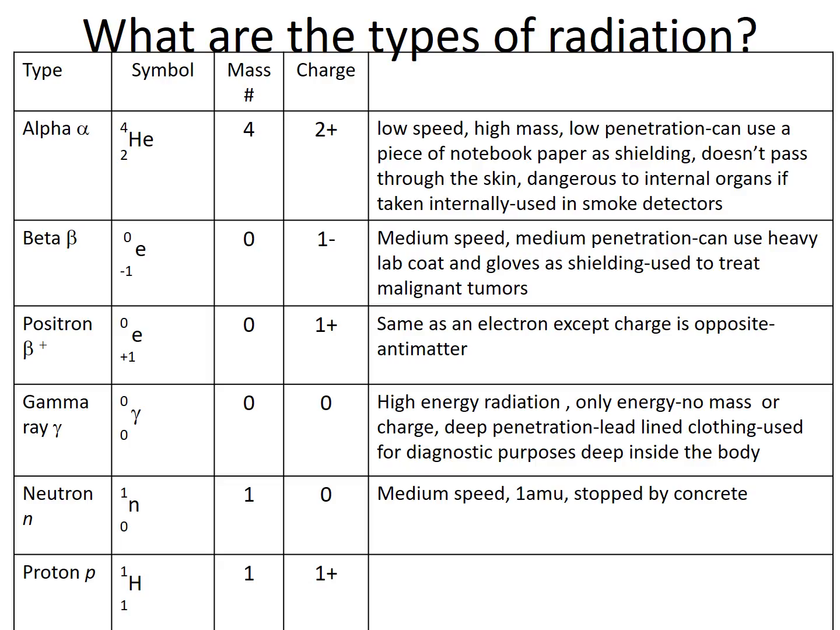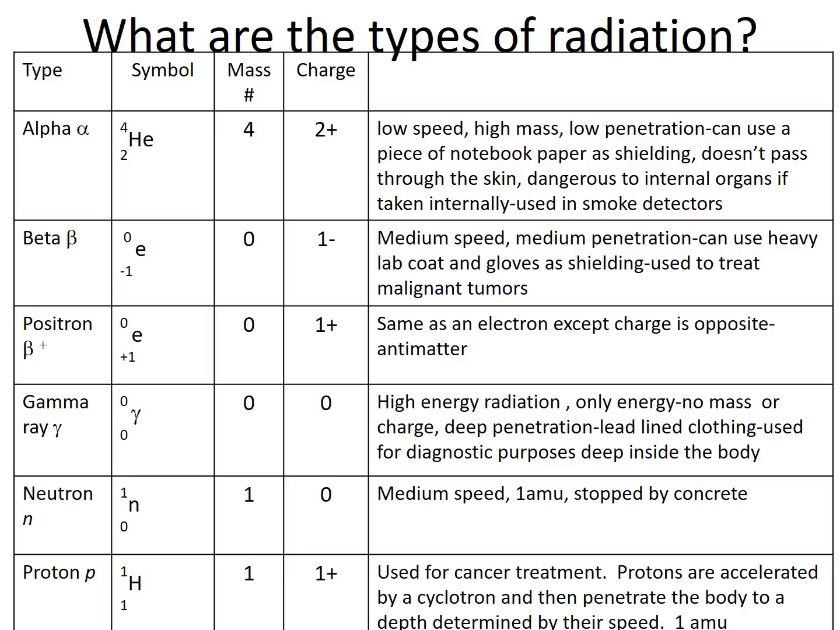Okay, getting back to the types of radiation, a neutron would be medium in speed. It would have a mass number of 1 and a charge of 0. It's about 1 atomic mass unit. Neutrons emitted from a radioactive source can be stopped by concrete.